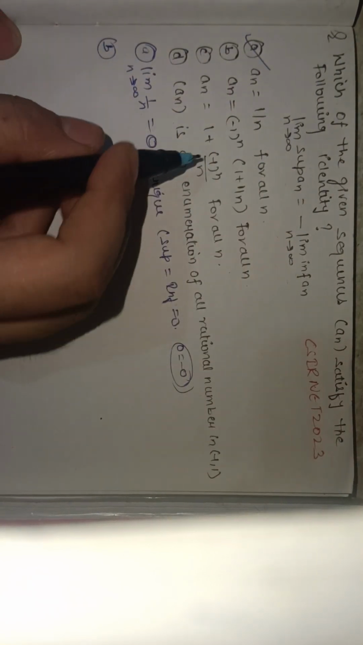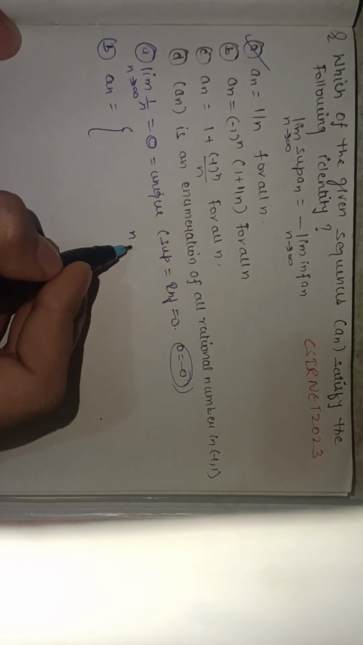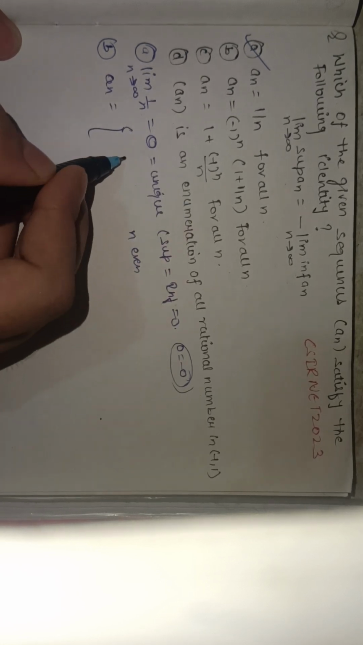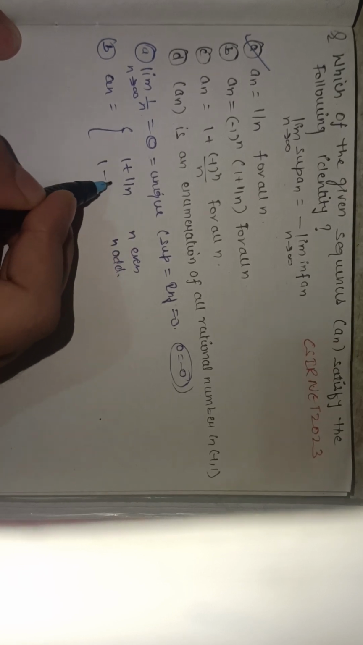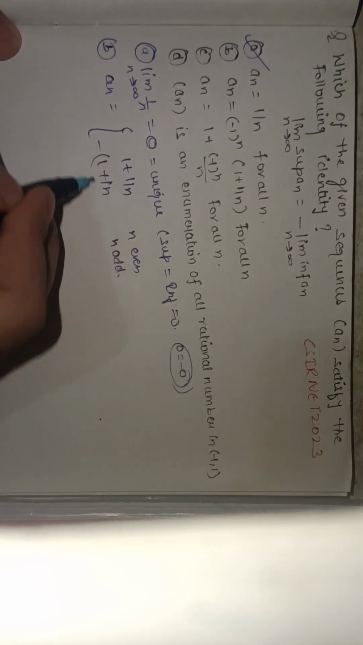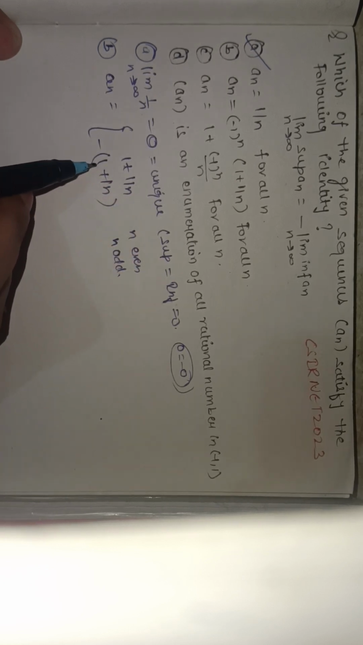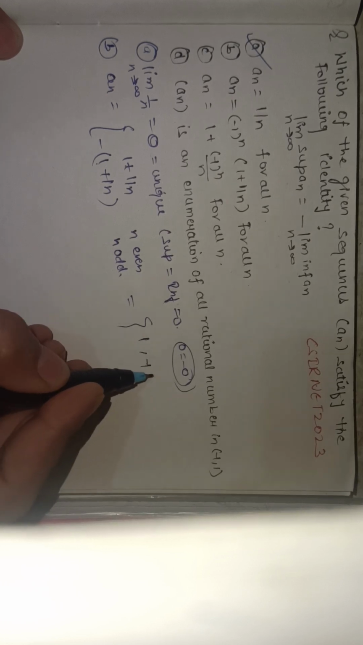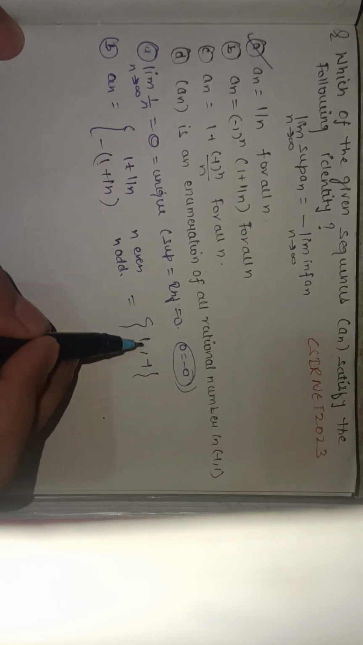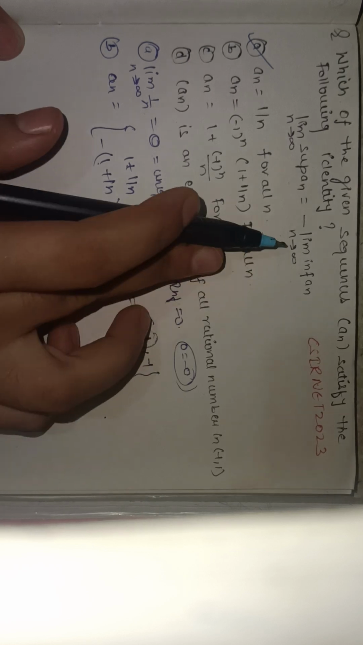Now we'll see the second option. Here an is divided into odd and even. If n is even, then 1 plus 1 upon n, and if n is odd, then minus of 1 plus 1 upon n. So as n tends to infinity, this is equal to 1, and for odd n this is equal to minus 1. So here the supremum is 1 and the infimum is minus 1. This satisfies this condition, so this option is also correct.